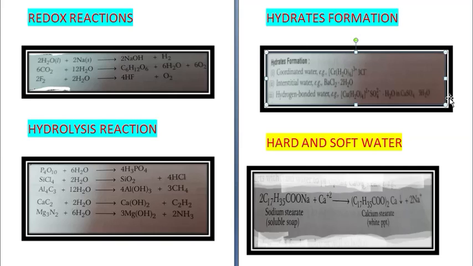So water forms hydrates. Now there are two types of water, hard water and soft water. How do we know which water is hard and which water is soft? Hard water does not give lather with soap, whereas soft water gives lather with soap. Why is it so? Because hard water has calcium and magnesium salts in the form of hydrogen carbonate, chloride and sulfate in water. And water which is free from soluble salts of calcium and magnesium is called soft water.